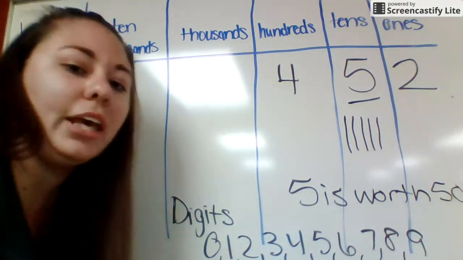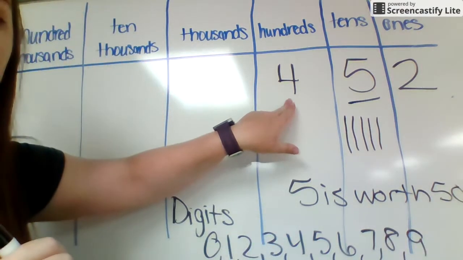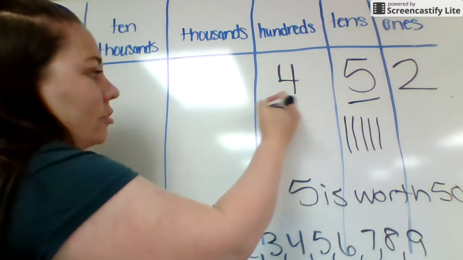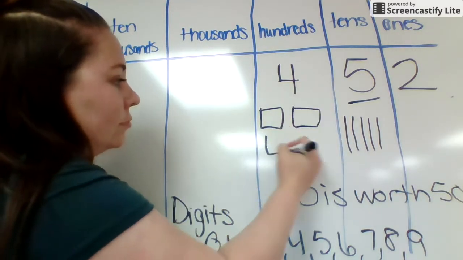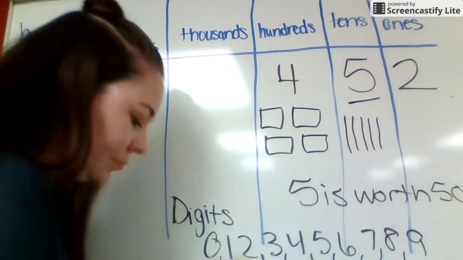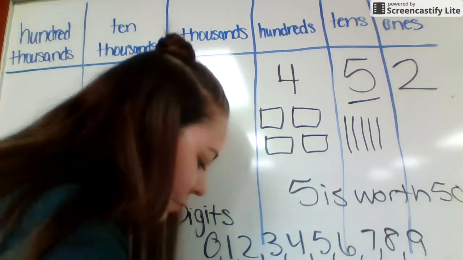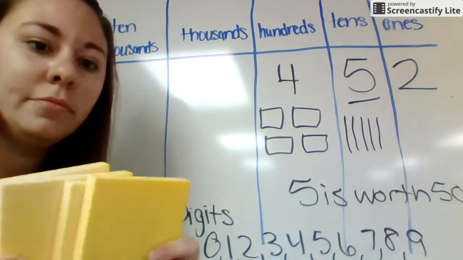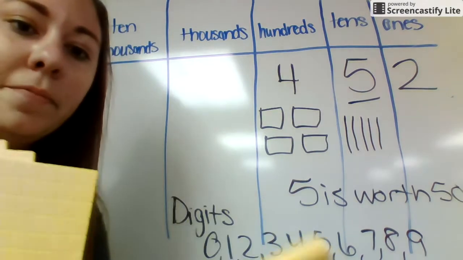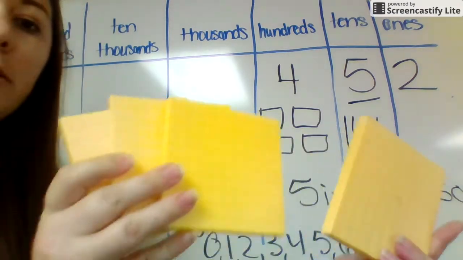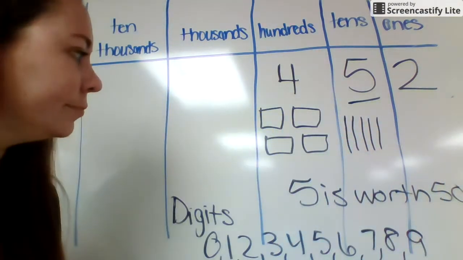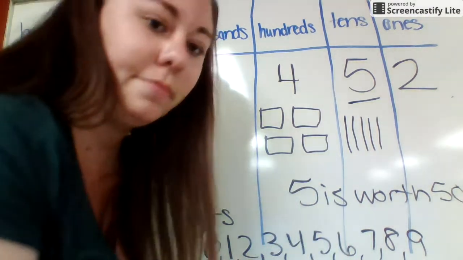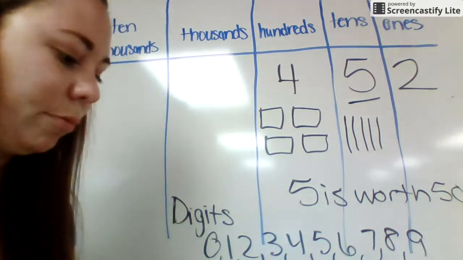And I can say that the 5 is worth 50. Similarly, if I'm looking at my 4 in my hundreds place, I know that it is worth 4 hundreds. I use squares to draw hundreds. So if I have 4 hundreds, 1, 2, 3, and 4, then I have 400. Okay, so that 4 would be worth 400. Let's try one more.